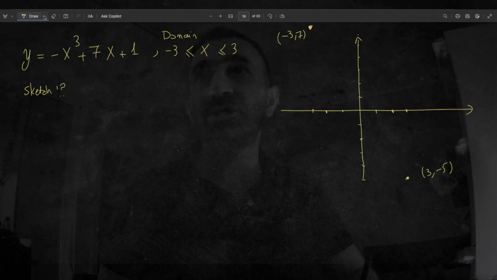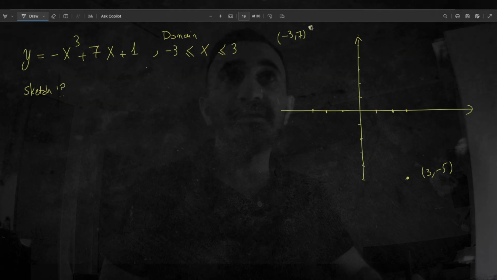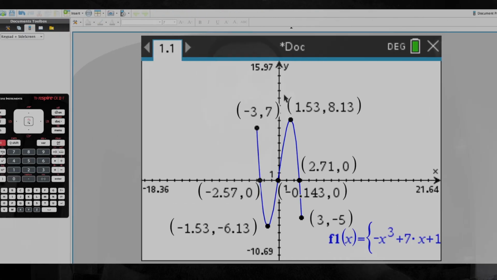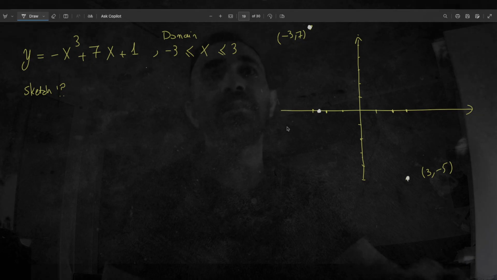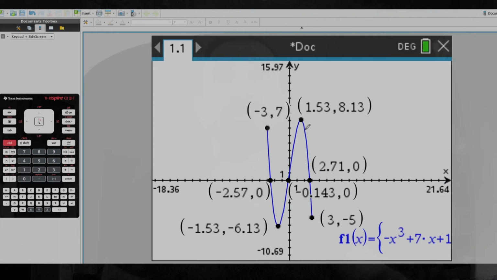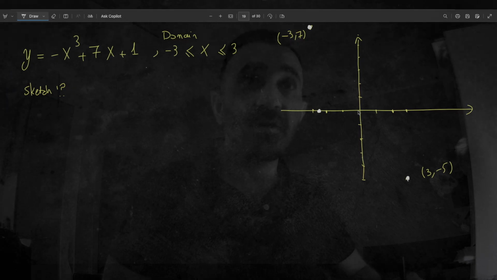Okay, let me change the color. Let me choose the white color. Okay, so these are the first 2 points. Now, what is the other point? The other point is, let's show the x-intercepts. Minus 2.57. Minus 2.57 is here. So more or less it's here. This is the first x-intercept. Minus 0.143. It's very close to the 0 point, so it's here.